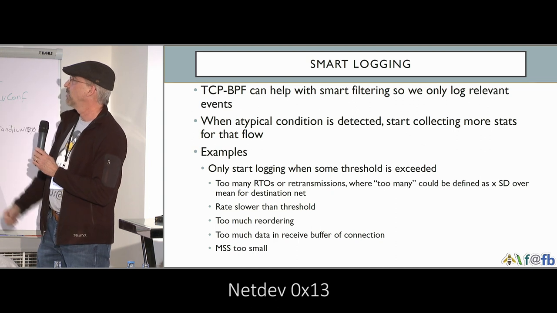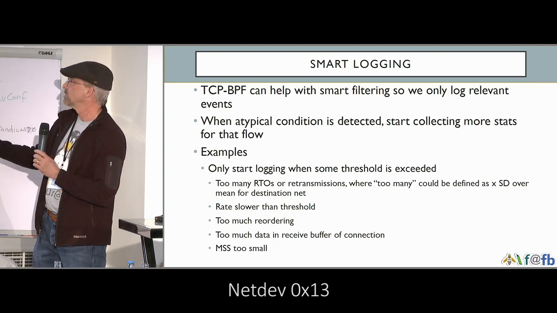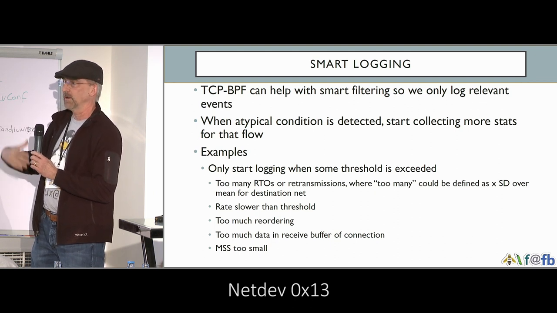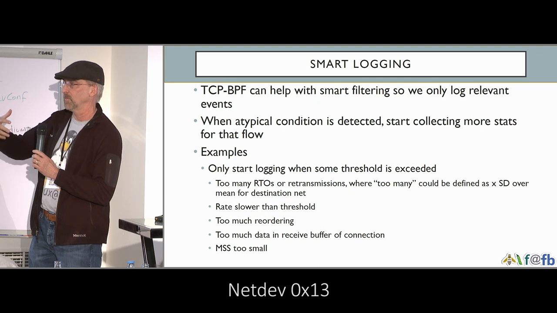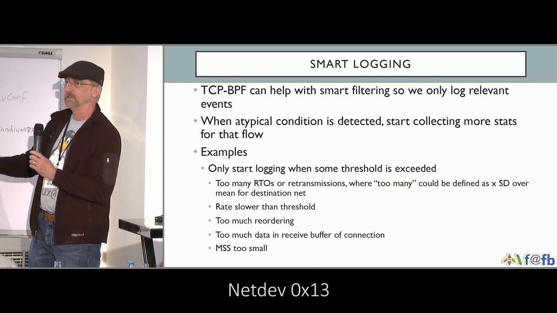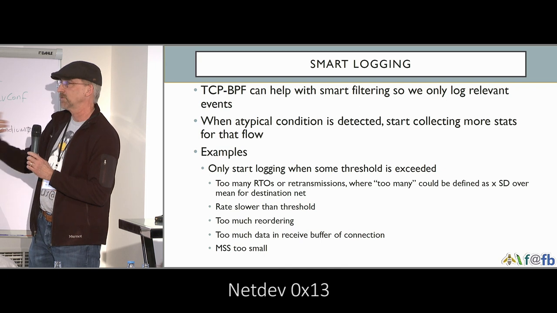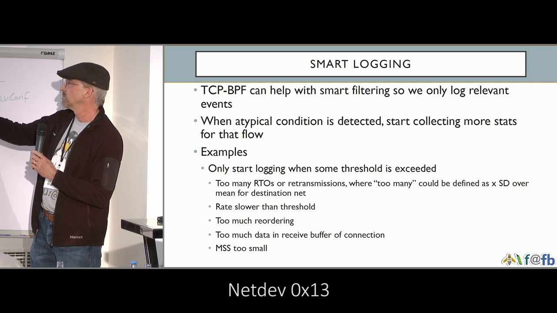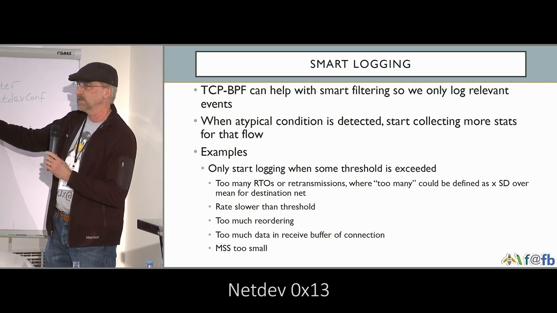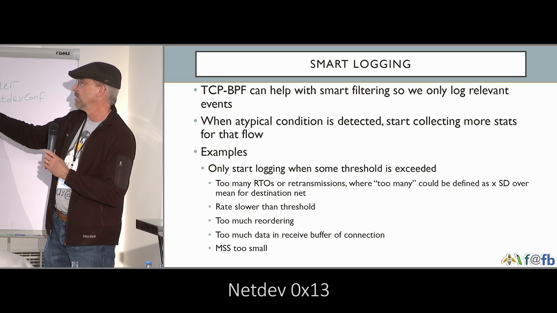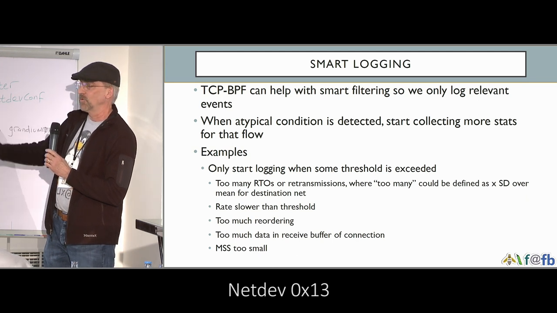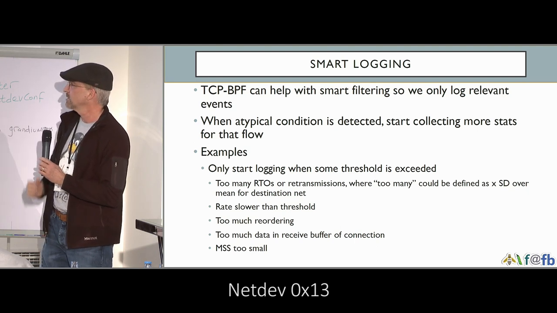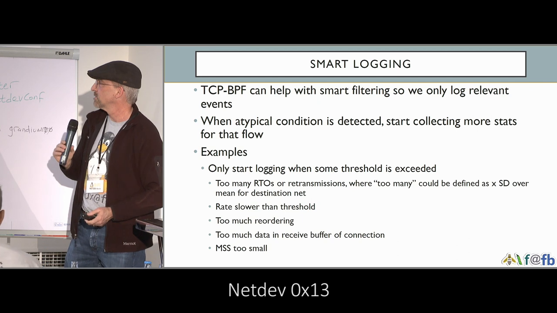For example, I mentioned before, too many RTOs or too many retransmissions, where too many could be based on an average from a particular data center talking to a particular destination. What is the average we have? If it's abnormal, then we start collecting more information for that one and logging it. It could also be based on reordering or MSS. Sometimes the MSS starts decreasing badly because some packets are not getting through, which really hurts the performance, and we want to catch those as soon as possible.